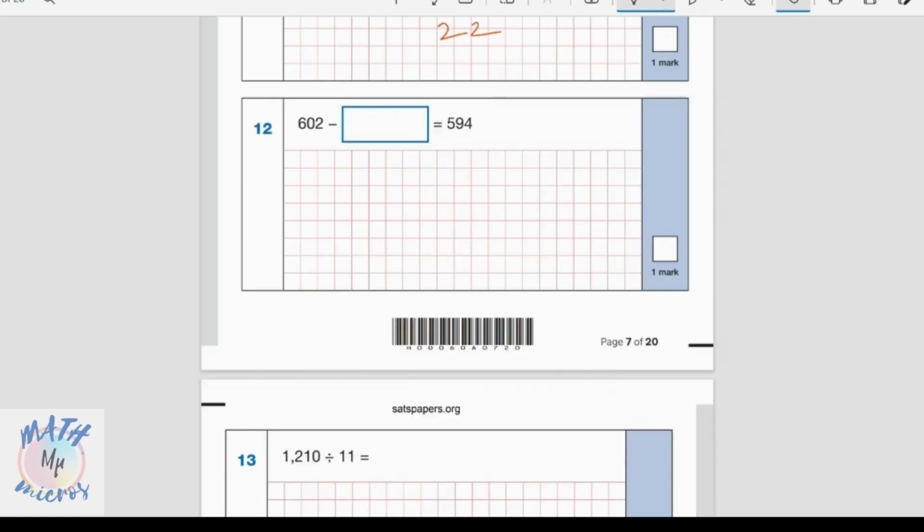12th question. 602 minus what is equal to 594? Basically this unknown, you move it to the other side so that you keep just the unknown. So it will be 602 is equal to the unknown. Since this is a negative sign here, it moves to the other side as positive. And I move this 594 to the left side. So 594 is positive. When it moves to the left, it becomes minus 594. Alright. So in order to find the unknown, you put 602 minus 594. So you subtract.